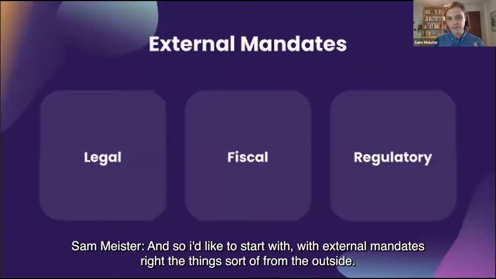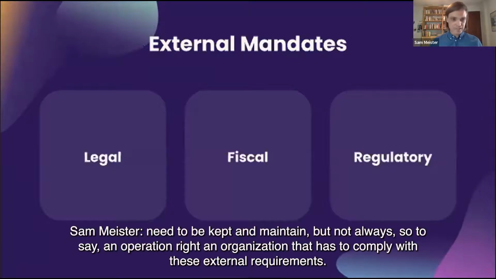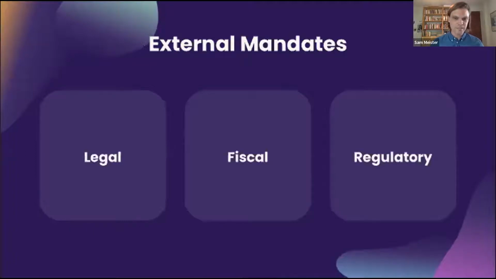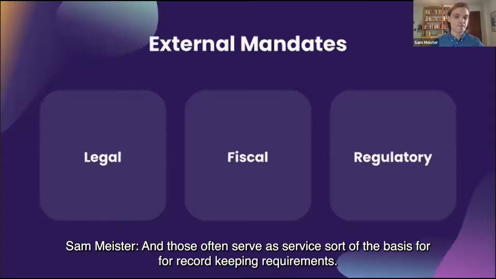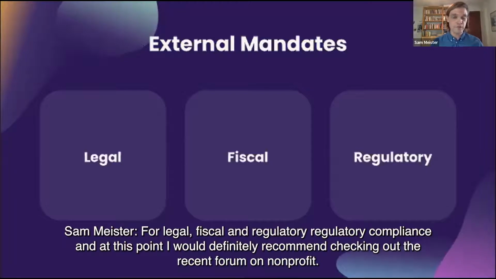And so I'd like to start with external mandates, the things from the outside to consider. So all nonprofits operate within specific legal, fiscal, or regulatory frameworks. Sometimes there's specific guidance on what kinds of documents or records need to be kept and maintained, but not always. So to stay in operation, an organization has to comply with these external requirements. And those often serve as the basis for record keeping requirements. And there are resources available to help with identifying those range of financial and administrative records that need to be maintained for legal, fiscal, and regulatory compliance.